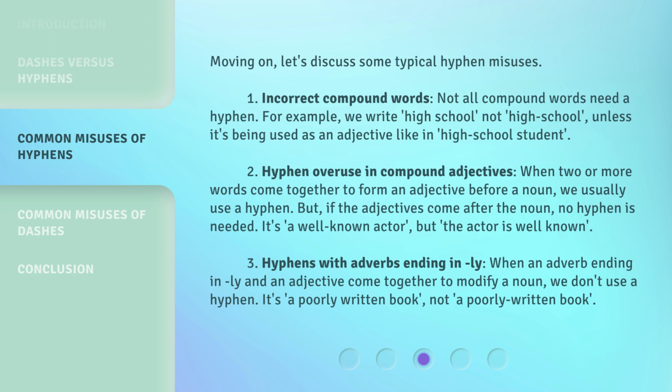When two or more words come together to form an adjective before a noun, we usually use a hyphen. But if the adjectives come after the noun, no hyphen is needed. It's a well-known actor, but the actor is well known.